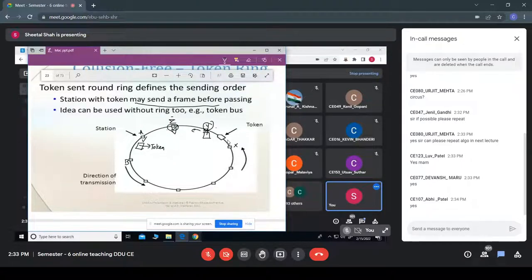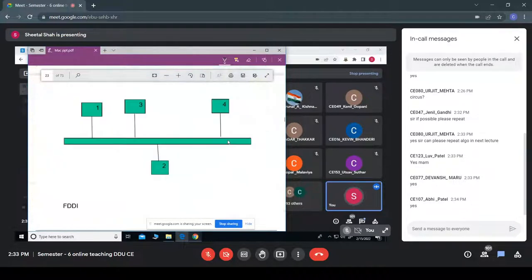The same concept of token passing can also be used for a bus type of topology, which is also known as a token bus. The IEEE 802.4 uses a bus type of topology, and it uses this token passing mechanism that we'll see.